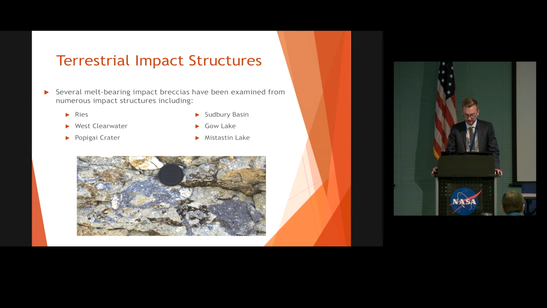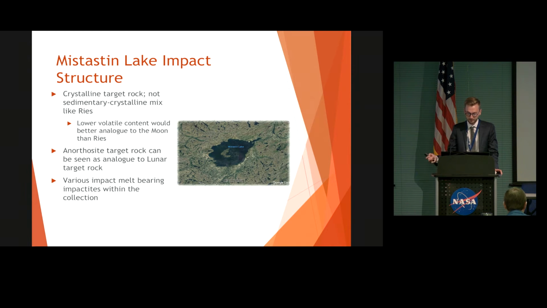We've been analyzing textural morphologies of melt within over 75 different impactites, and we continue to analyze more across 6 terrestrial craters. What I'm going to present here will focus on Mistastin Lake, and that's because Mistastin Lake makes a nice little analog for a lunar setting because it is a crystalline target rock, not a mixed target lithology like the Ries, which has a lower volatile content, making it a little more analogous to the Moon. The target rock is anorthosite. Its anorthite content is lower than the Moon's, so it's not ideal, but it's still nice to have the similar lithology. And we have access to a huge range of impactites within our own collection.